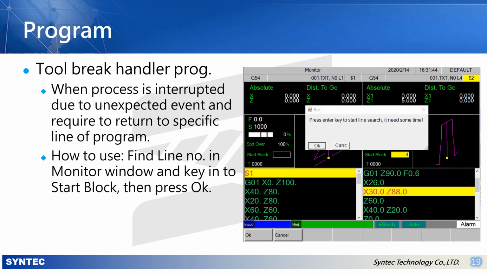When the process is interrupted due to unexpected events such as a tool break or power failure and it is required to return to a specific line of the program, the user needs to use the tool break handler program function. To use this function, find the line number in the monitor window and key it into start block, then press enter and press F1, OK. When the pop-up window shows, the program will go to the line which the user keyed in, then press cycle start to resume from that line.